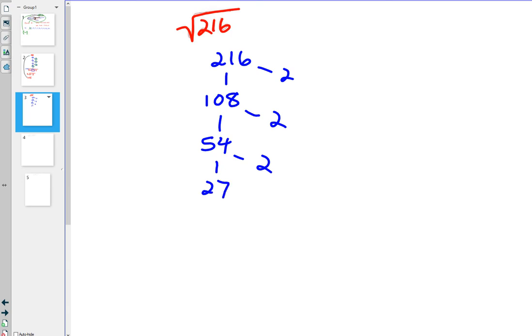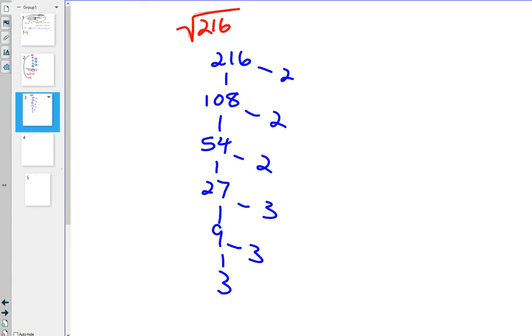Okay, so now 2 didn't work, I move on to the next one, which is 3. If 3 doesn't work, I move on to 5. If 5 doesn't work, I move on to 7. Eventually, coming straight down, you're going to reach a prime number. 27, 3 does go into 27, 9. 3 times 3 is 9.